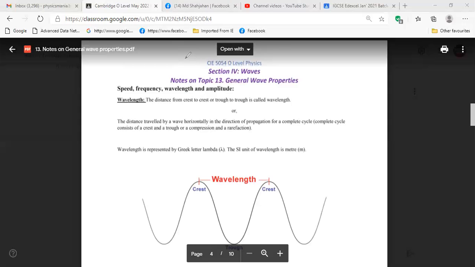Listen, you do not need to take the printout of these notes. It's available in your Google Classroom. You just download it and preserve it in your PC. That will be fine. And the writings you have in your record copy, that's the most important thing to go through sometimes. You have to revise that one only. Is it clear?